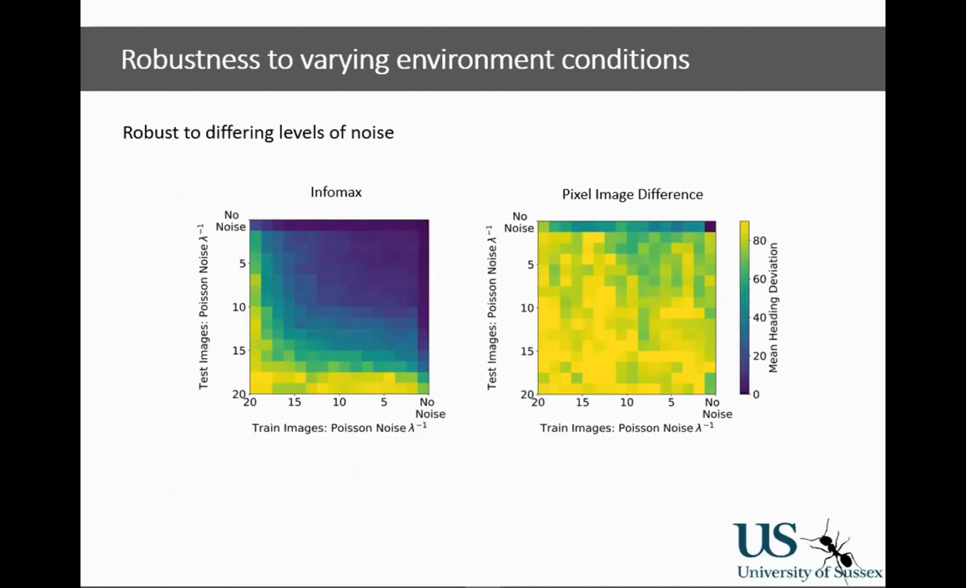Just to look at a bit more in terms of varying environment conditions, we use noise as a bit of a proxy to varying conditions. And we see that Informatics, because it's doing this independent component analysis, when you train and test a route on different noise levels, you can still maintain quite a good mean heading deviation. Whereas if you were just looking at the pixel difference between the images, once you start to add noise, the headings selected start to deviate much quicker.